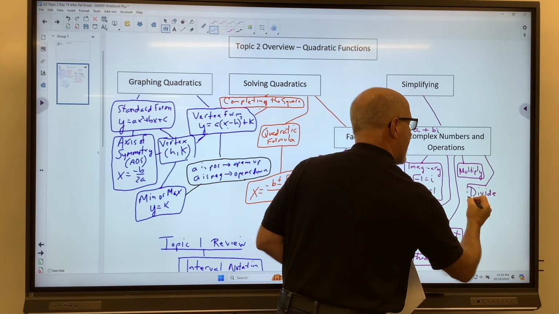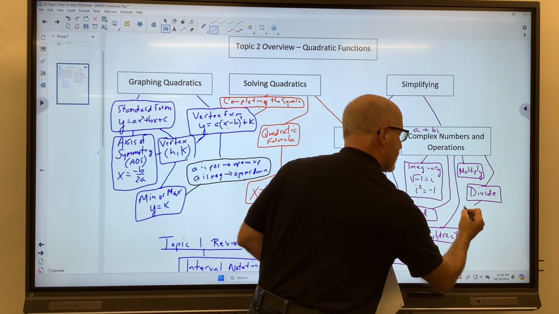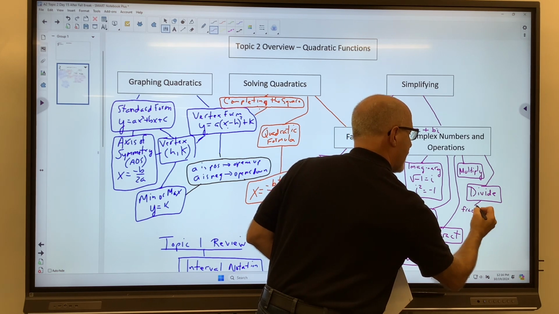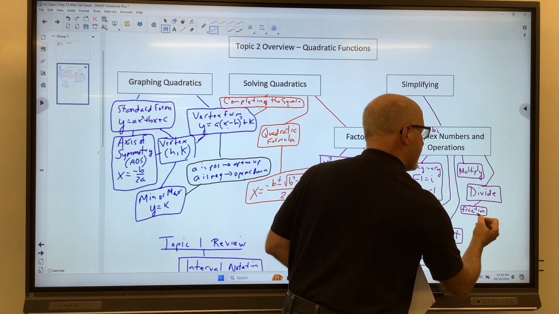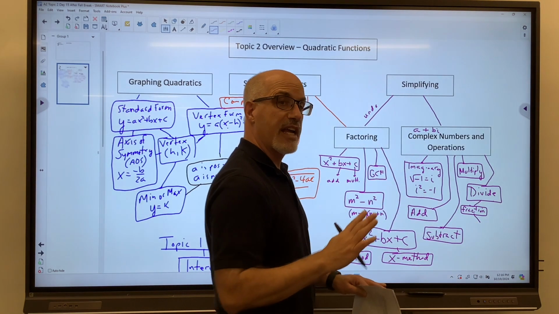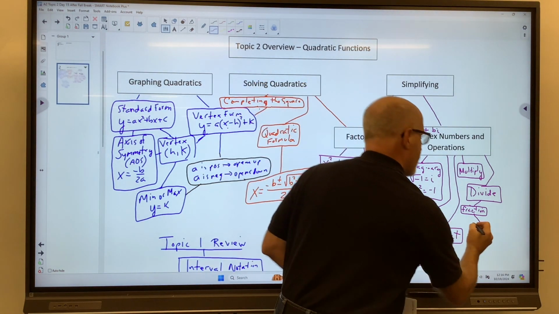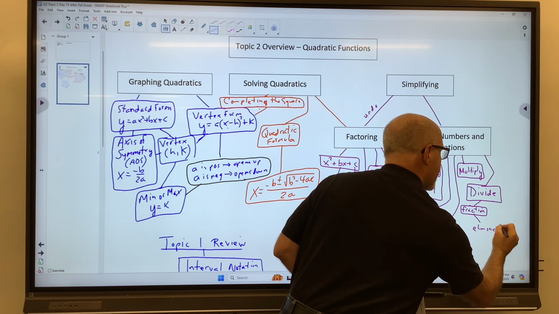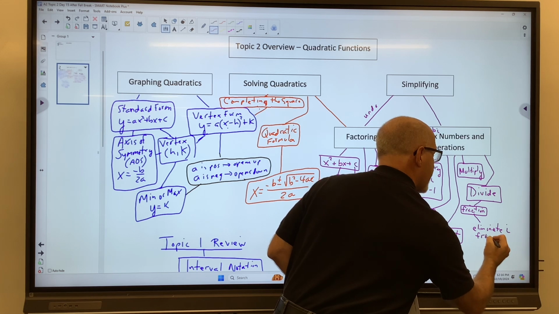And when we divide complex numbers, that looked like a fraction usually. And when you did the fraction, when you're simplifying, you want to make sure you don't have any i's in the denominator. So you want to eliminate i from the denominator.